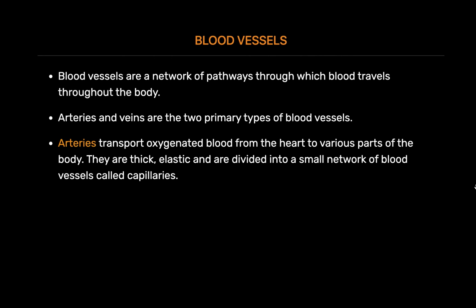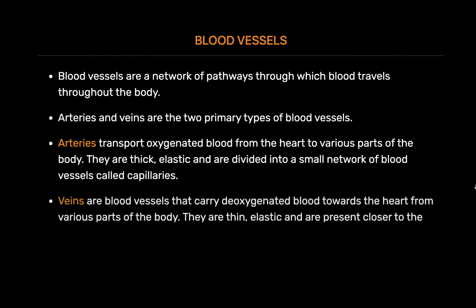The only exception to this is the pulmonary arteries, which carry deoxygenated blood to the lungs. Veins are blood vessels that carry deoxygenated blood towards the heart from various parts of the body. They are thin, elastic, and are present closer to the surface of the skin. However, pulmonary and umbilical veins are the only veins that carry oxygenated blood in the entire body.